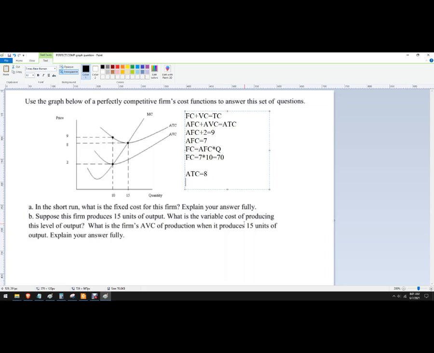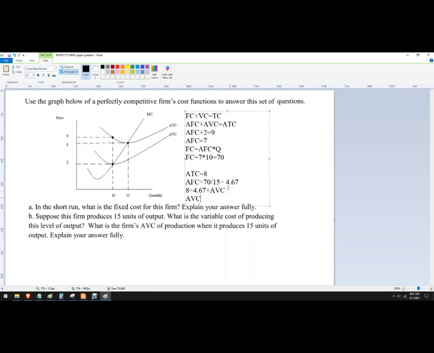We know that our fixed costs are going to stay the same, so that's still 70. Our average fixed cost is going to be 70 divided by the quantity, which is 15. So 70 divided by 15, and that's 4 2/3, but we'll just round it to $4.67 there. So our average total cost still is going to be our average fixed cost of 4.67 plus our average variable cost, which is what we're trying to figure out. Now we do know our average total cost, which is 8.